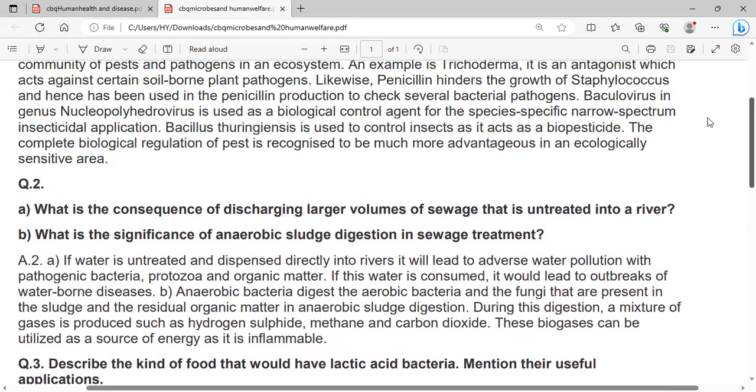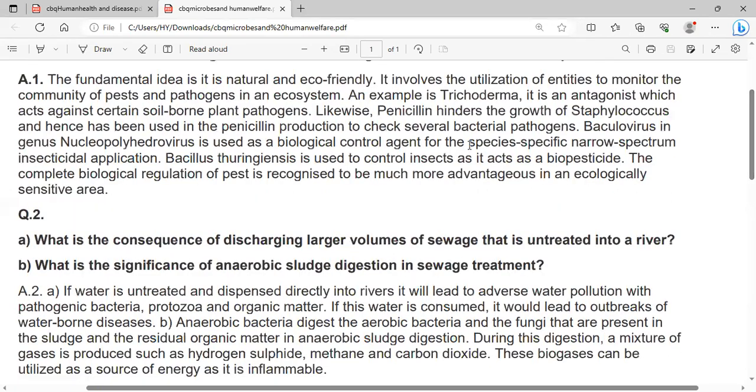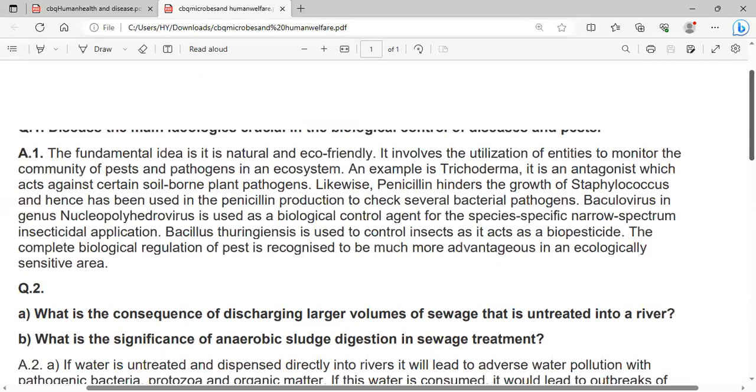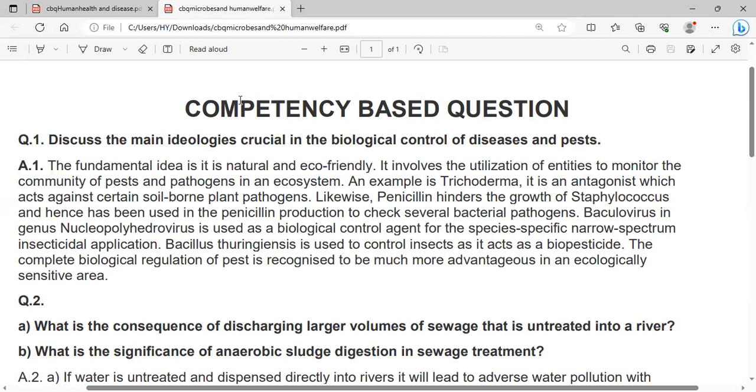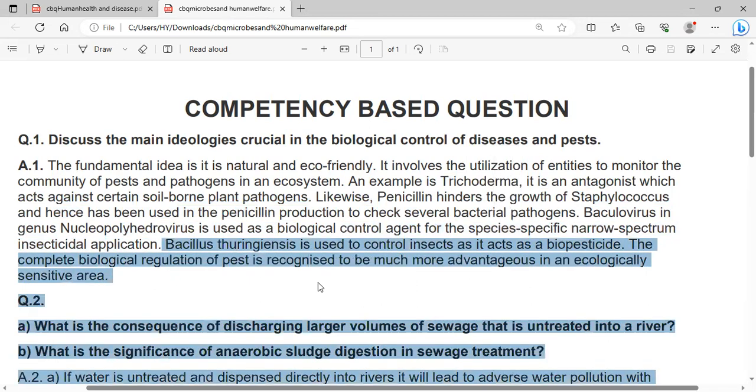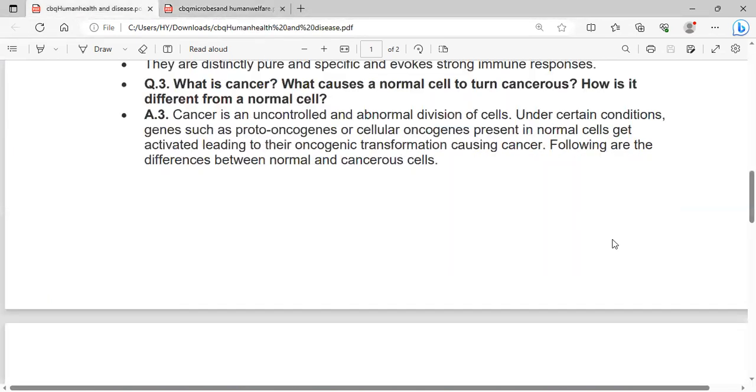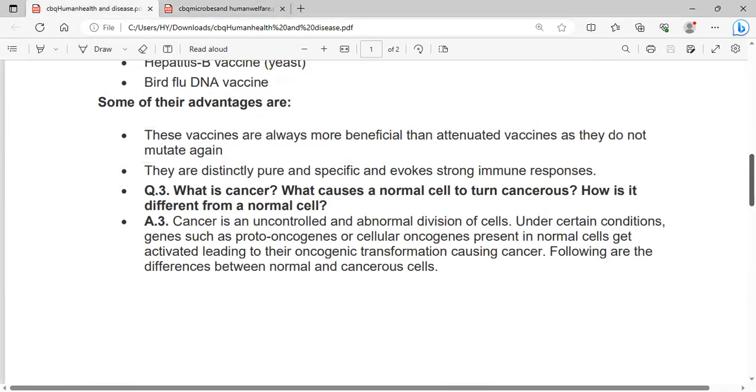हमने समझा डिस्चार्ज करना वाटर वॉल्यूम को, सीवेज को रिवर में क्यों हार्मफुल है एंड सिग्निफिकेंस क्या है सीवेज ट्रीटमेंट का. इसलिए डिस्कस द मेन आइडियोलॉजीज क्रूशियल इन द बायोलॉजिकल कंट्रोल, ये हमने पढ़ा और कुछ एग्जांपल्स पढ़े जैसे ट्राइकोडर्मा, न्यूक्लियोपॉलीहेड्रोसिस वायरस यानी बैक्यूलोवायरस एंड बैसिलस थ्यूरिनियंसिस बैक्टीरिया जो इंसेक्टिसाइडल प्रोटीन्स की क्वालिटी रखते हैं.